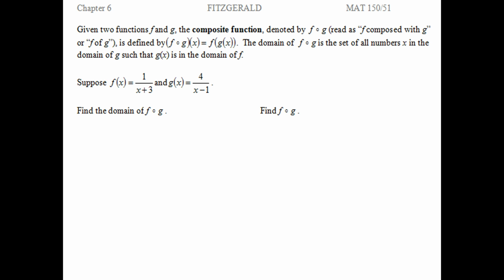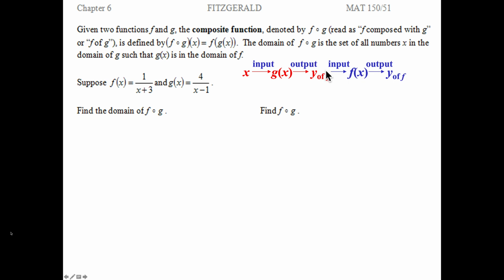Now, the domain of f of g is the set of all numbers x in the domain of g such that g of x, that's the y-coordinate, is in the domain of f. So the y-coordinate becomes the x-coordinate for the f function. Here's kind of a flow chart. x goes into the g of x function, that's the input. The output is g of x. But then that value becomes the input of the outer function f of x, and then the output, you get a new y-coordinate.